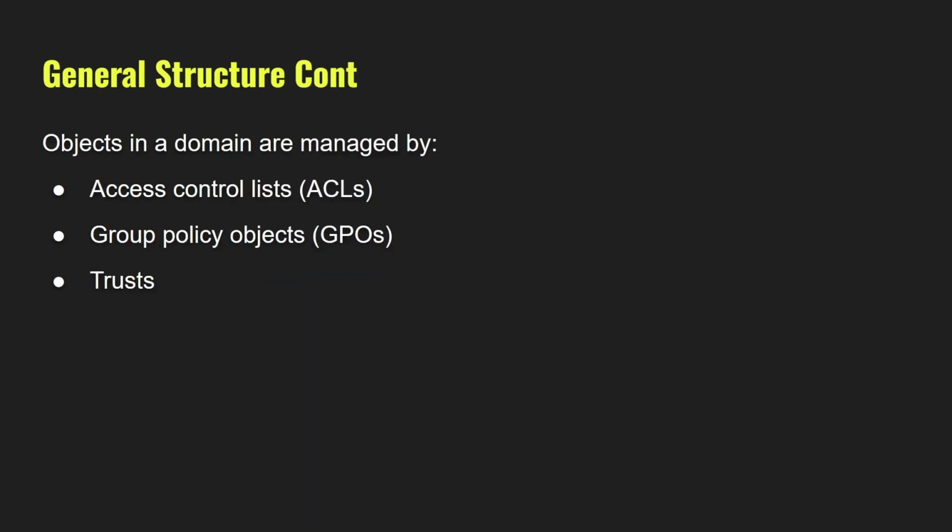General structure continued: the objects in the domain are going to be managed by your ACLs, your access control lists, GPOs, your group policy objects, and trusts. Trusts don't necessarily manage or control those things. They're more of a relationship which allows data to be accessed in different ways, or allows otherwise inaccessible data or resources to be accessed, if that makes sense. Again, we'll cover all this.